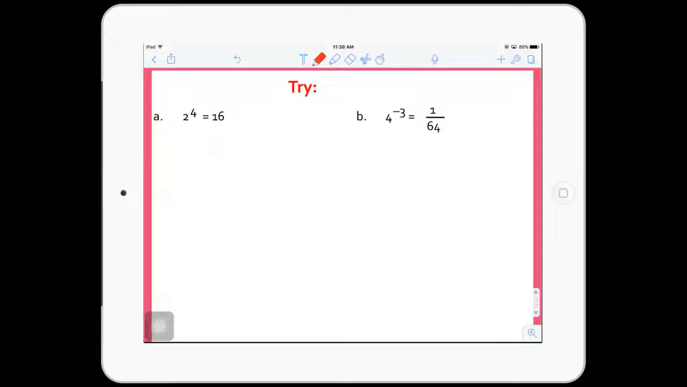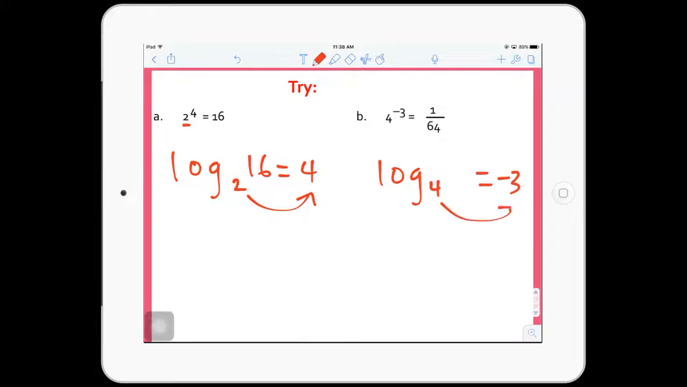Now that you've had a chance to try it, let's rewrite these two exponentials as logarithms. The base is 2, and the power goes to the right-hand side. So 2 to the 4th power equals 16. And the same thing over here, log base 4, the power is -3, so 4 to the -3 equals 1 over 64.